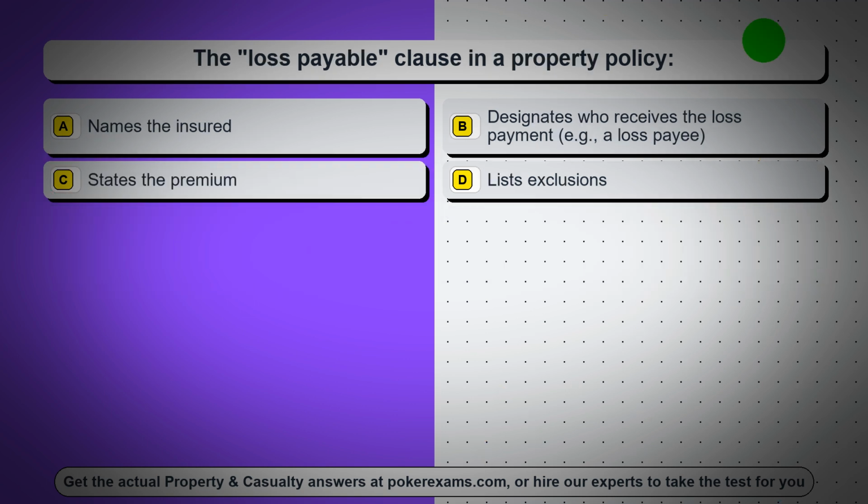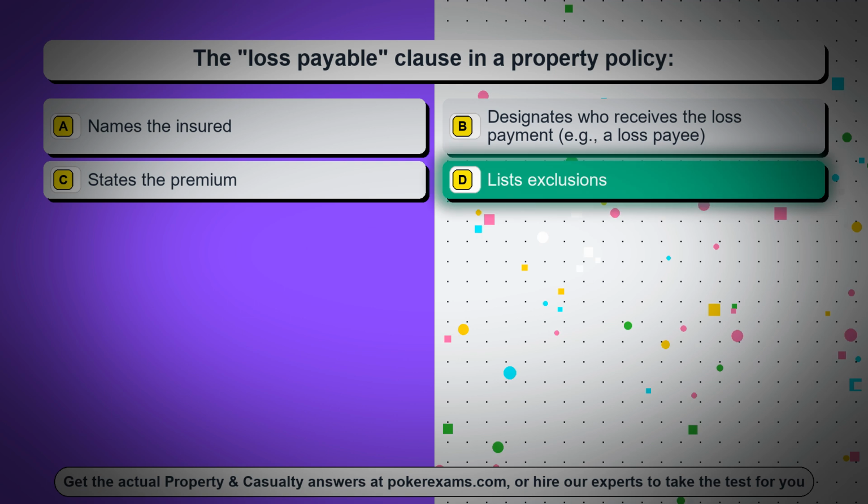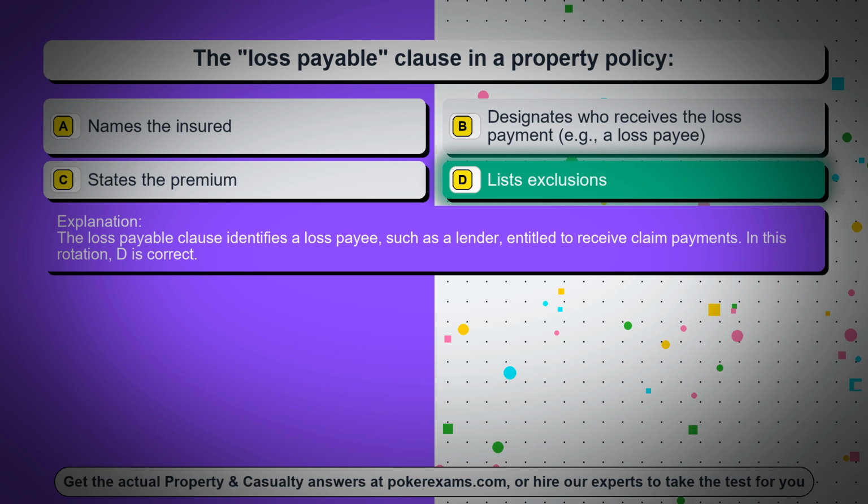Question 54. The loss payable clause in a property policy. Option A, names the insured. Option B, designates who receives the loss payment, example, a loss payee. Option C, states the premium. Option D, lists exclusions. The correct answer is option D, lists exclusions. The loss payable clause identifies a loss payee, such as a lender, entitled to receive claim payments. In this rotation, D is correct.